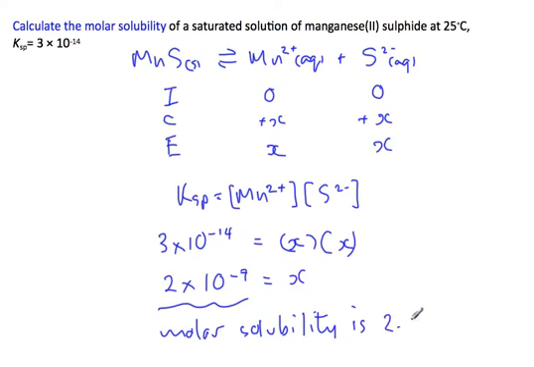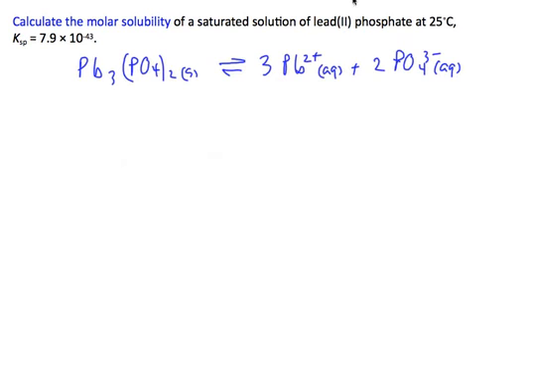2 times 10 to the minus 7 moles per liter. Don't forget to write that constant, moles per liter, for molar solubility. So calculating molar solubility is pretty straightforward. You just solve for X and you get a single value of X, the molar solubility of that salt at that temperature, 25 degrees. Let's look at this one.